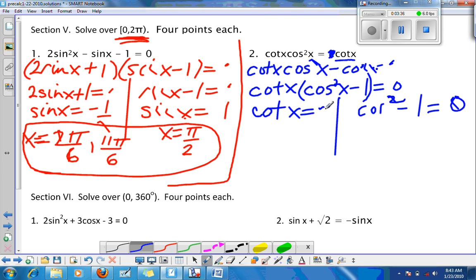So over here, cotangent, remember, is cosine over sine. So this is the same as saying, where is the cosine of x equal to 0? So where on the interval from 0 to 2 pi is the cosine of x equal to 0? Well, it's equal to 0 at pi over 2 and at 3 pi over 2.